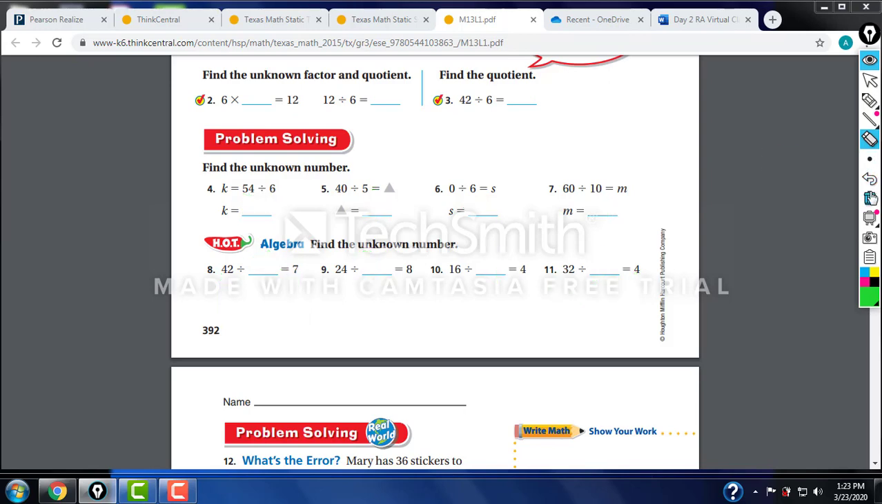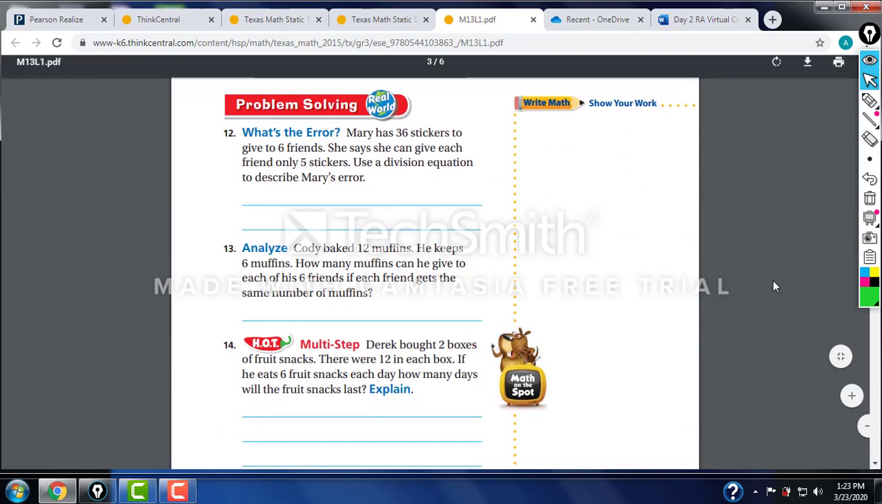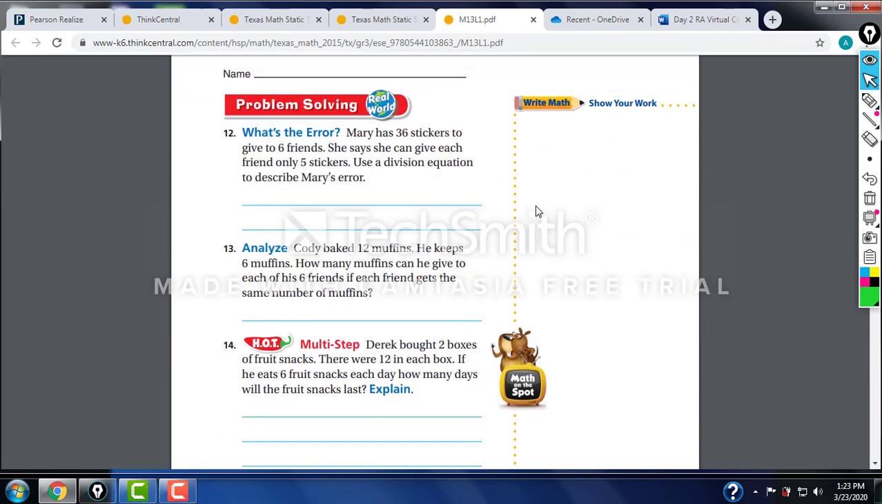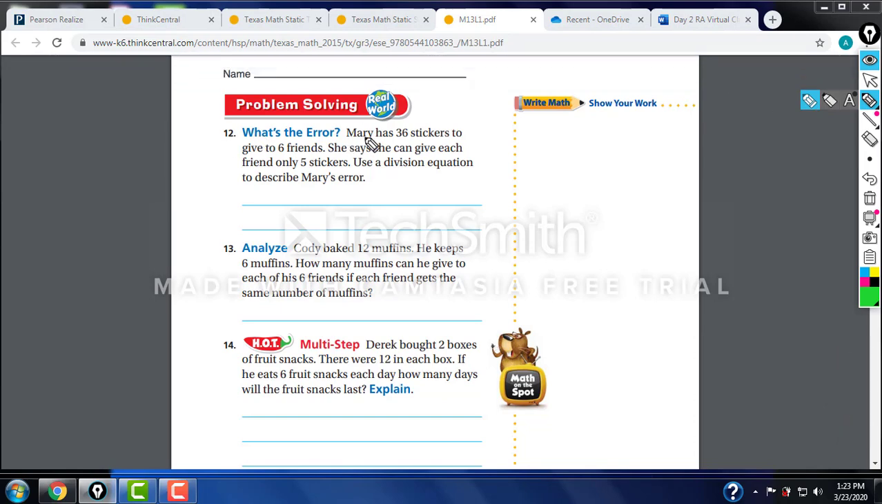And let me delete all that. Let's scroll down. Let's go look at the problem solving questions. You do have space here to work these out. Remember, we're going to analyze. There's an error here. So let's see what the error is here. So Mary has 36 stickers to give to 6 friends. Okay. She says she can give each friend only 5 stickers. Use a division equation to describe Mary's error.